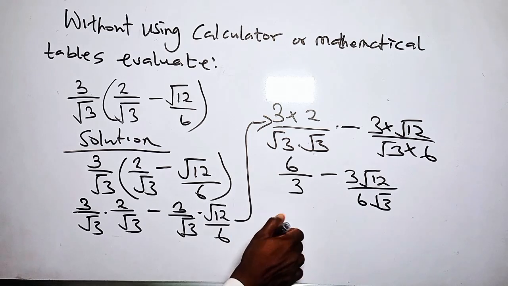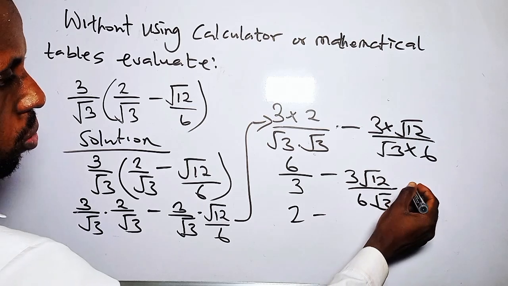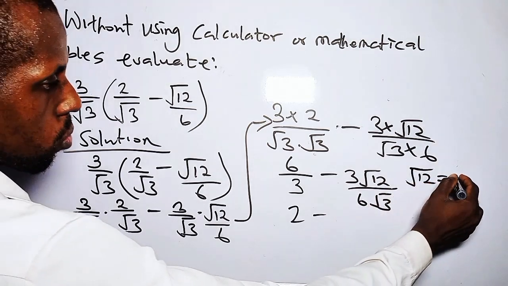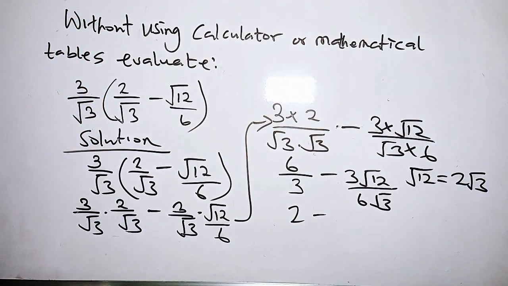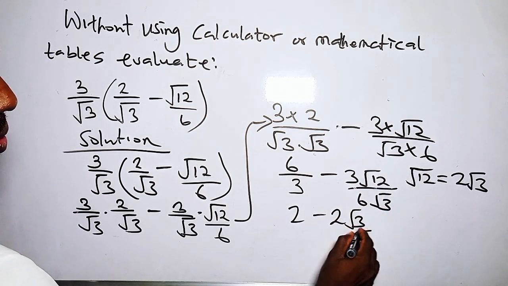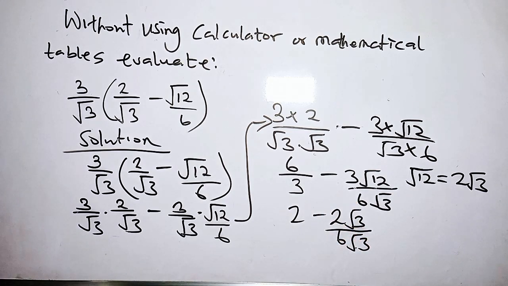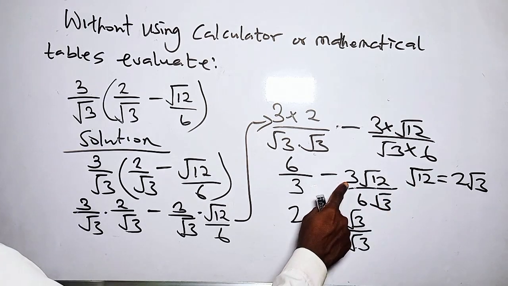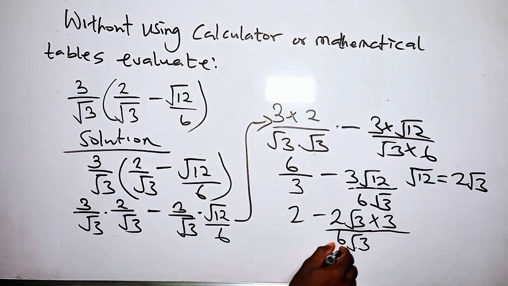So when we simplify this, we have 2 minus, so let us work with what we have at the numerator. Root 12 is the same as saying 2 root 3, since the square of 2 is 4, and 4 times 3 is 12. So when we replace this, we have 2 root 3 over 6 root 3. Do not forget, for root 12 to be 2 root 3, we are multiplying it with this 3 that we have here. So we can simplify.